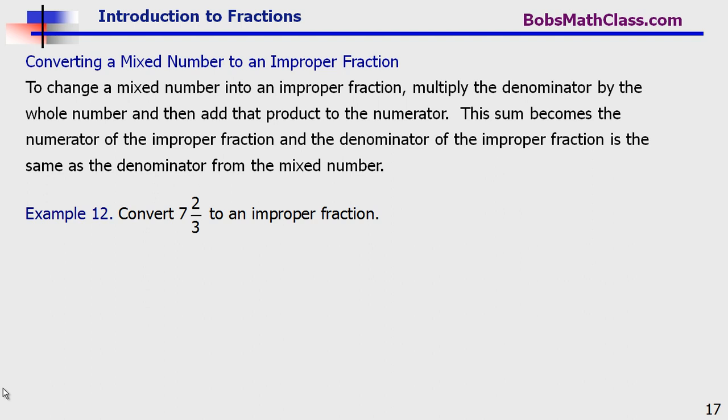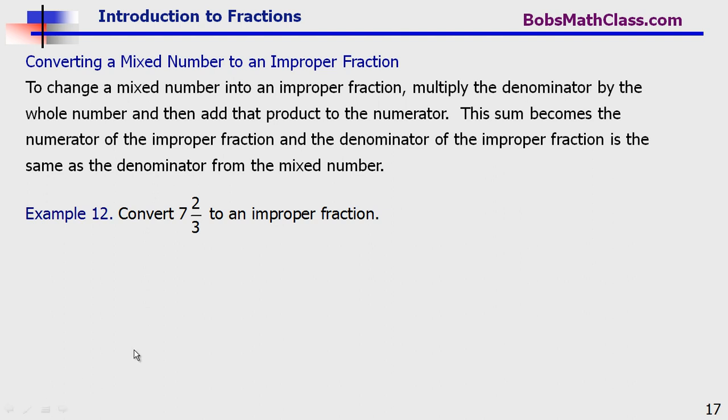Okay, to change a mixed number into an improper fraction, multiply the denominator by the whole number, and then add the product to the numerator. This sum becomes the numerator of the improper fraction, and the denominator of the improper fraction is the same as the denominator from the mixed number. Well, that was quite a few words. Just remember, multiply and add, and the denominator stays the same.